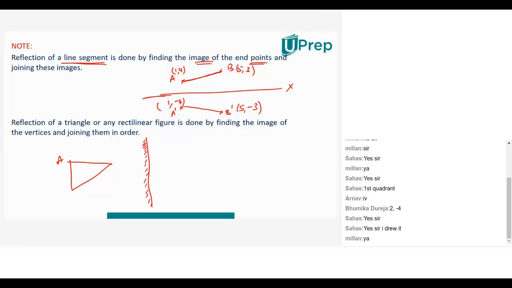Same is the next property. Reflection of a triangle or any rectilinear figure is done by finding the image of the vertices. Say I have drawn a triangle like this, and I consider y-axis as a mirror, and I want to draw the image. What will happen to the image? Say these 3 points A, B, C. A as it is will be reflected. It will be somewhere A dash. C will be reflected. My diagram is a little off, I'll change it.